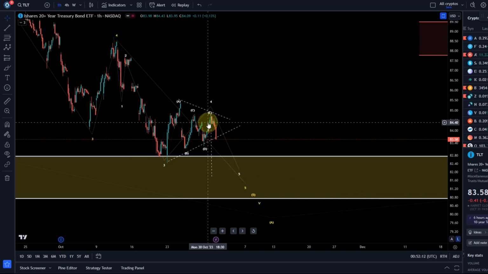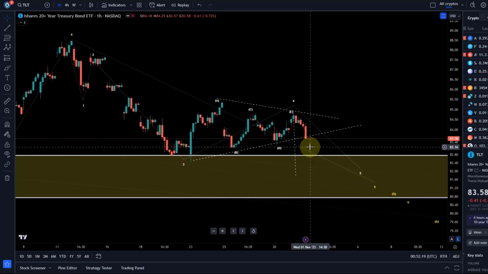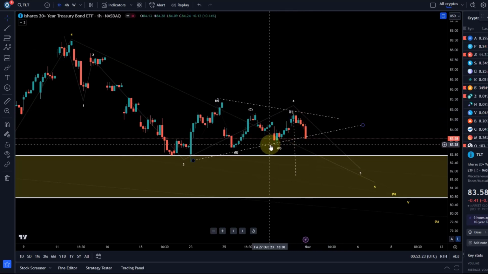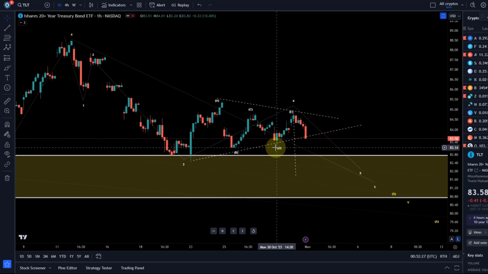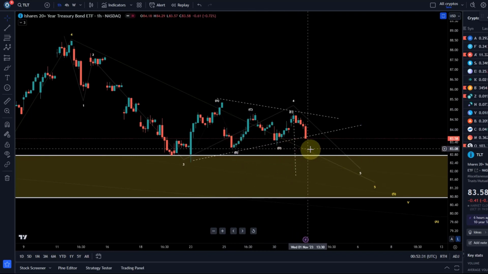Now, at the moment, the triangle could still extend further. We haven't broken anything. We're still making higher lows and lower highs. But ultimately, what we need to see is a break below the D wave low first at 83.20. And then just below that $83.10. Those two levels need to be taken out.